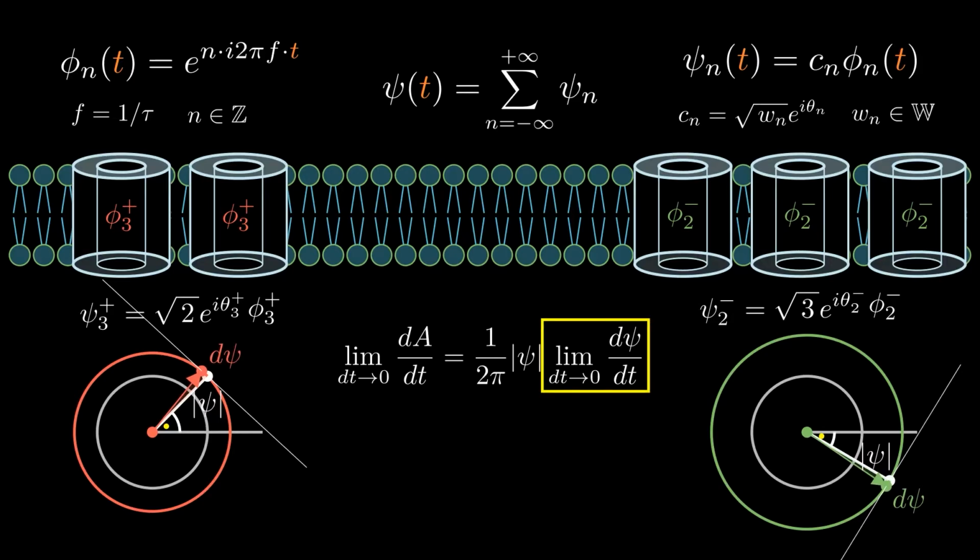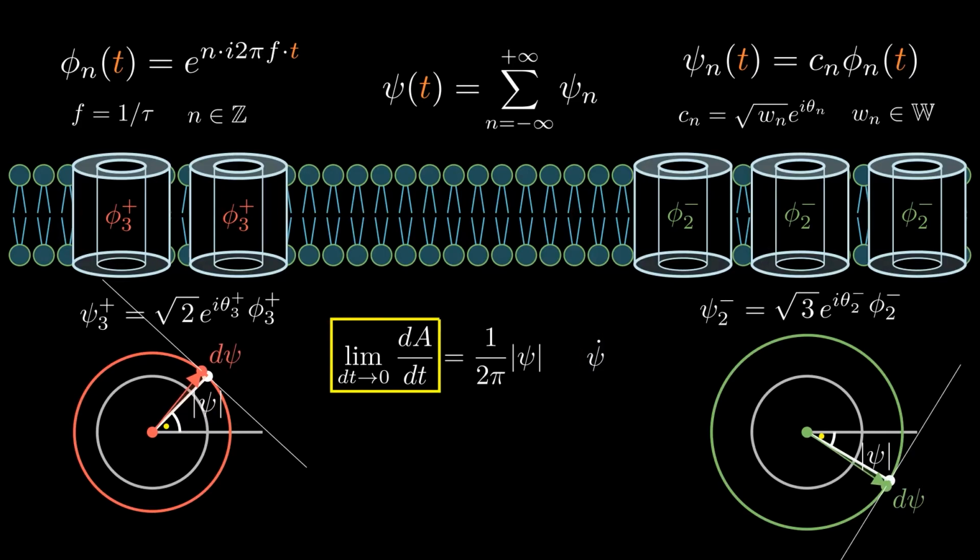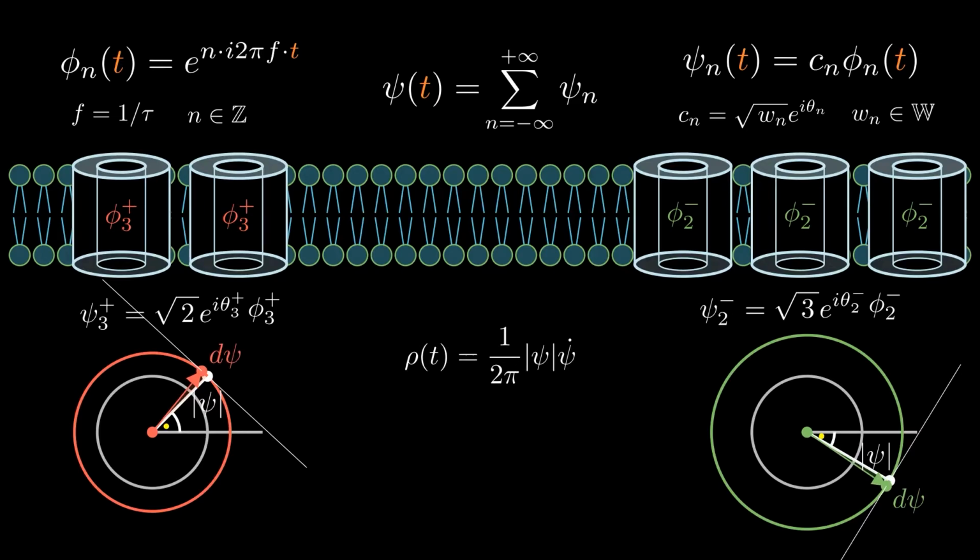The right-hand limit defines the derivative of psi with respect to time t, denoted as a dot over psi here. The left-hand limit defines the temporal density of actions, which is a function of time t, denoted as rho of t. This is a differential equation that connects the density function rho with the wave function psi.